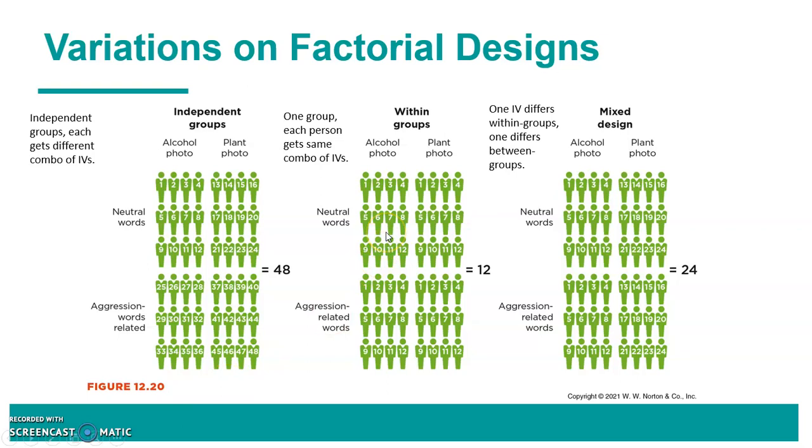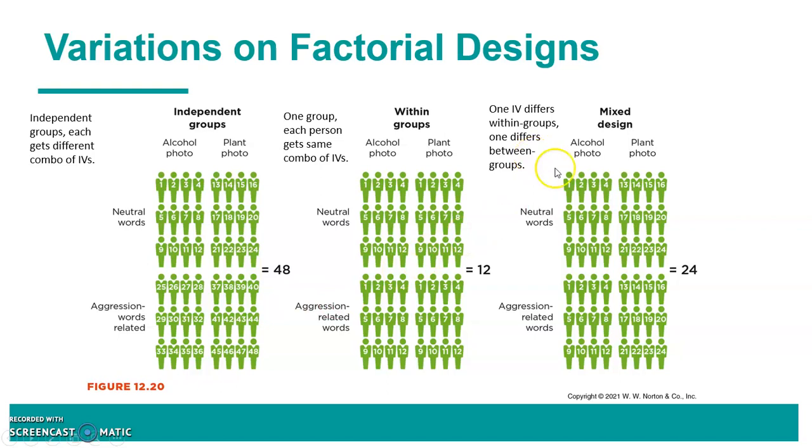You could also have a within groups or repeated measures factorial design, which, as you can see, this might be a more efficient use of time and resources, as long as the experiment isn't too arduous. But you only have 12 people now, but each person gets exposed to all 4 conditions. So instead of 4 different groups, you have 1 group, but the group gets exposed to all 4 conditions.